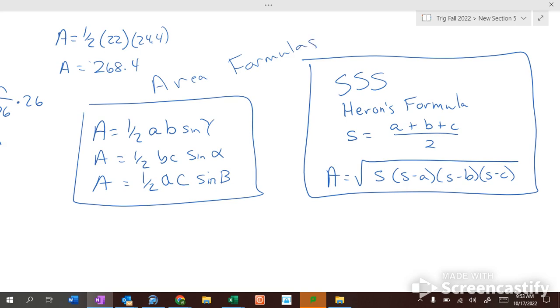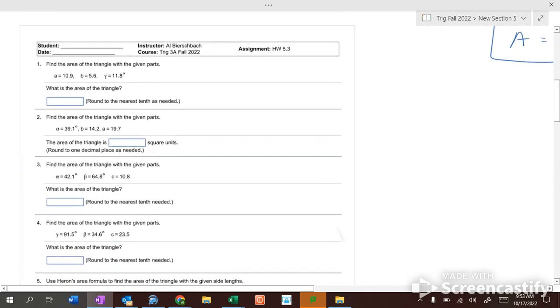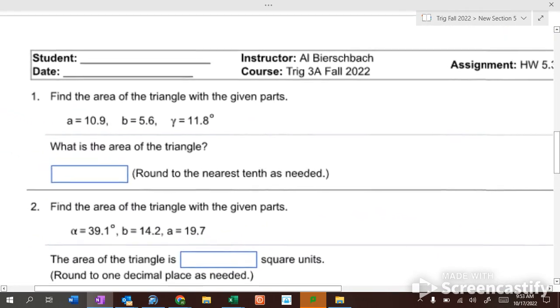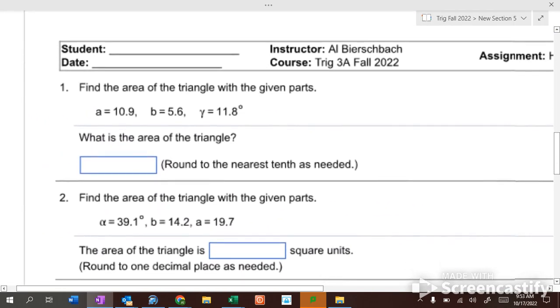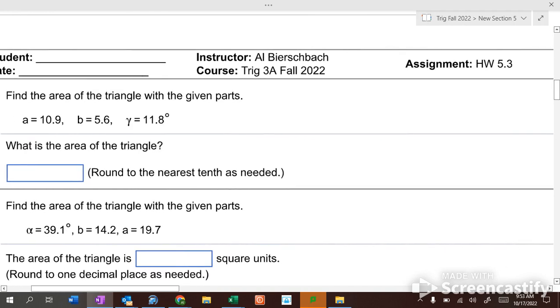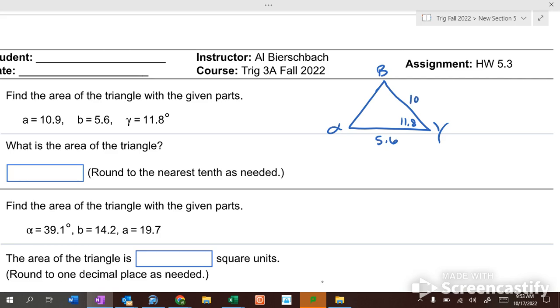Okay? Side, side, side, and everything else. So, let's look. So we have a triangle, and it doesn't matter which side's A, B, and C. So let's just go alpha, beta, gamma. Okay, gamma is 11.8. Opposite of beta is 5.6. Opposite of alpha is 10.9. It's already in side, angle, side format.